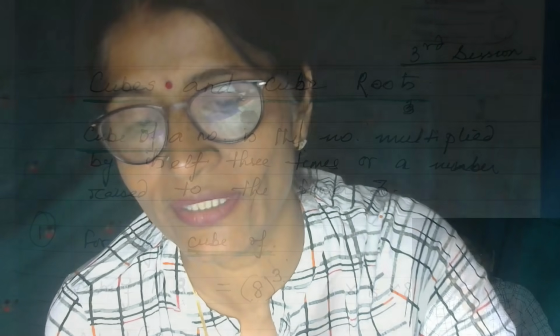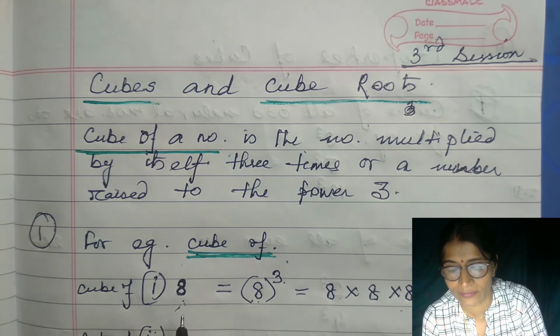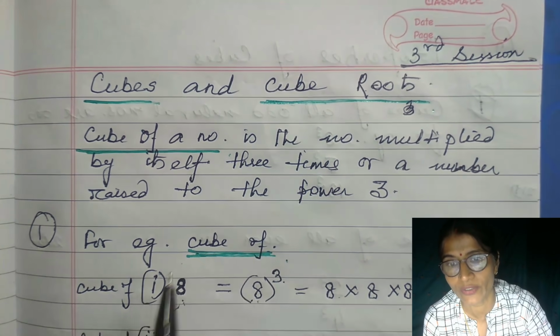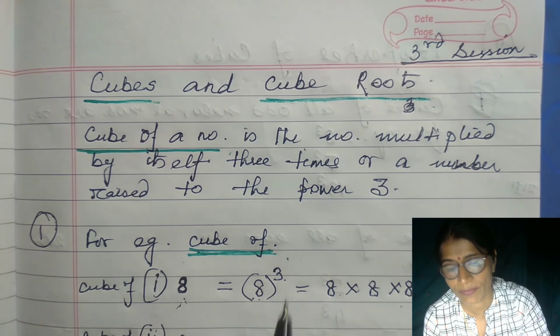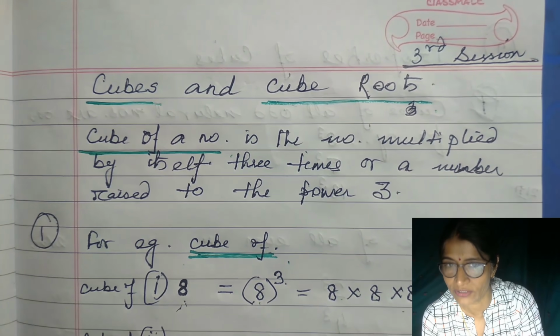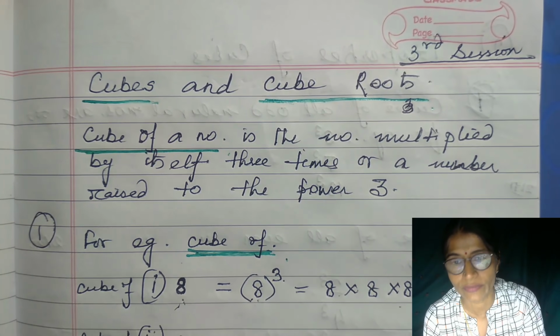So cube is the number to the power 3, and the number itself is multiplied 3 times. Then we call it the cube of the given number. Suppose for example, the cube of 2 means 2 to the power 3, that is equal to 2 into 2 into 2, equal to 8.